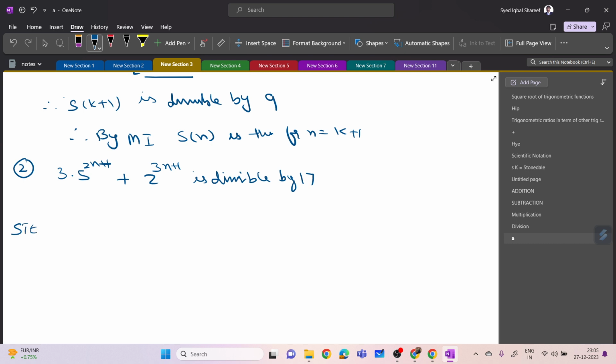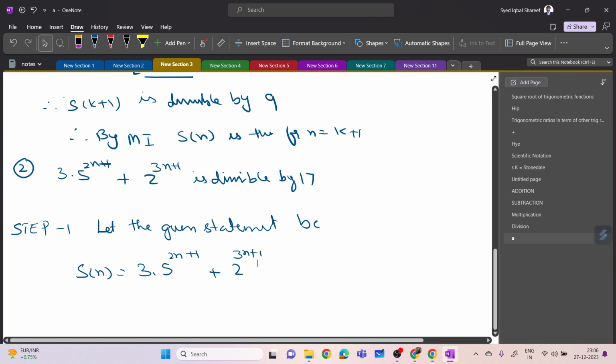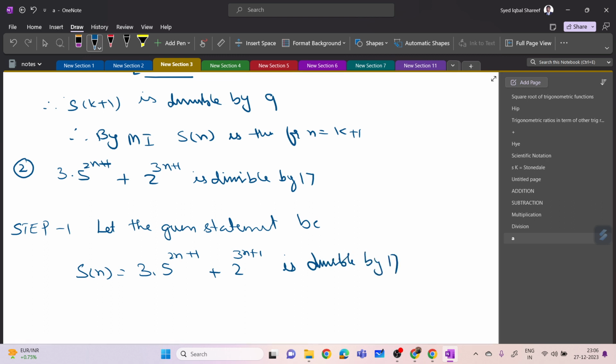So step 1: let the given statement be S of n, 3 into 5 to the power of 2n plus 1 plus 2 to the power of 3n plus 1, is divisible by 17.